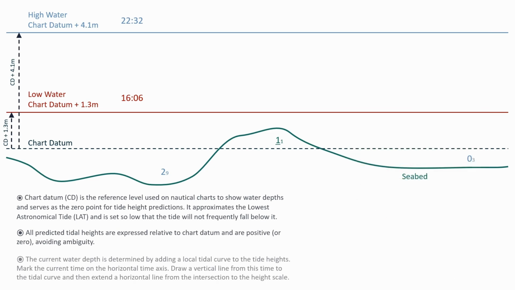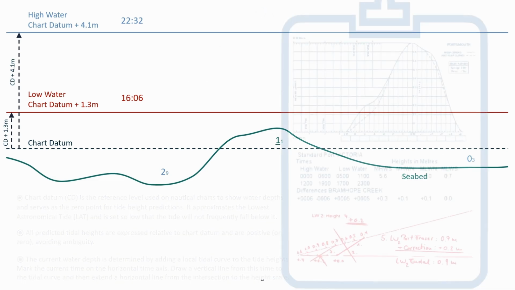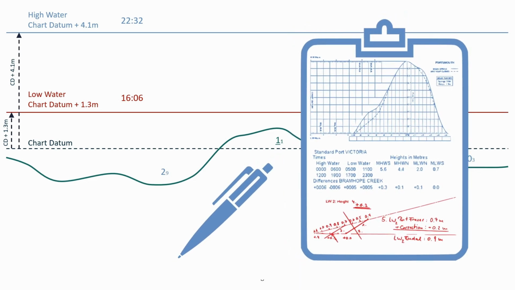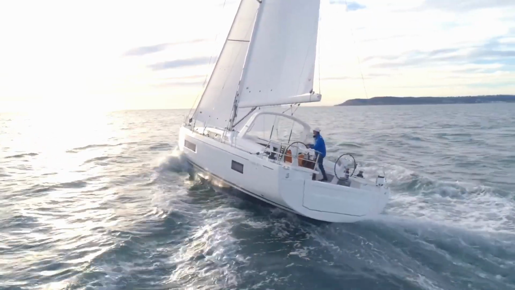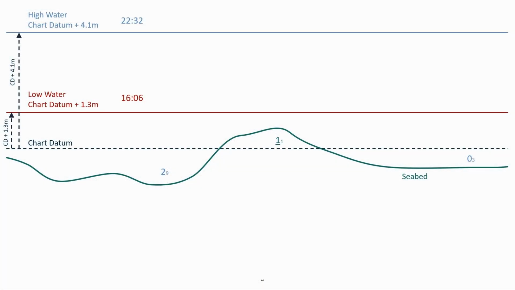The current water depth is determined by adding a local tidal curve to the tide heights. Mark the current time on the horizontal time axis. Draw a vertical line from this time to the tidal curve, and then extend a horizontal line from the intersection point to the height scale. Obtaining the current height of tide is prohibitively involved, especially with unusual tidal curves such as those we have here in the Solent. Worse, it is a critical data point for effective vessel navigation and not a process that can be realistically attended to while the vessel is being handled.